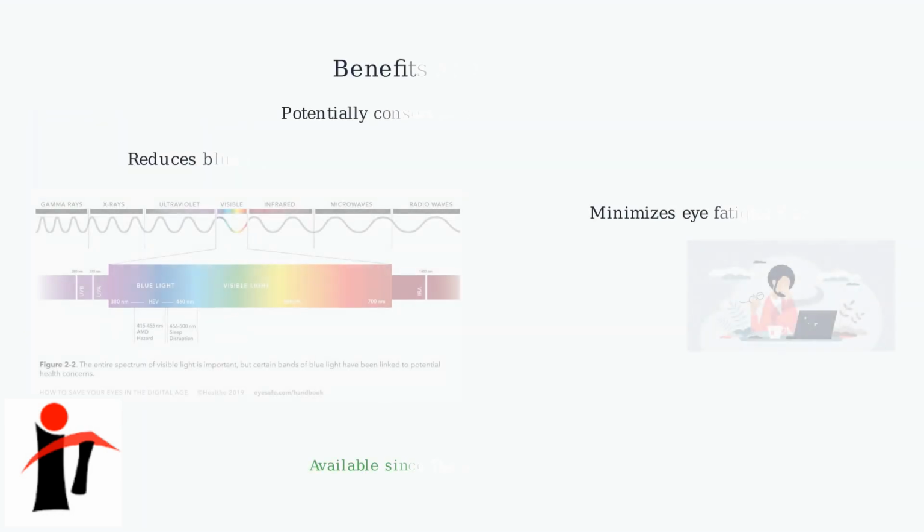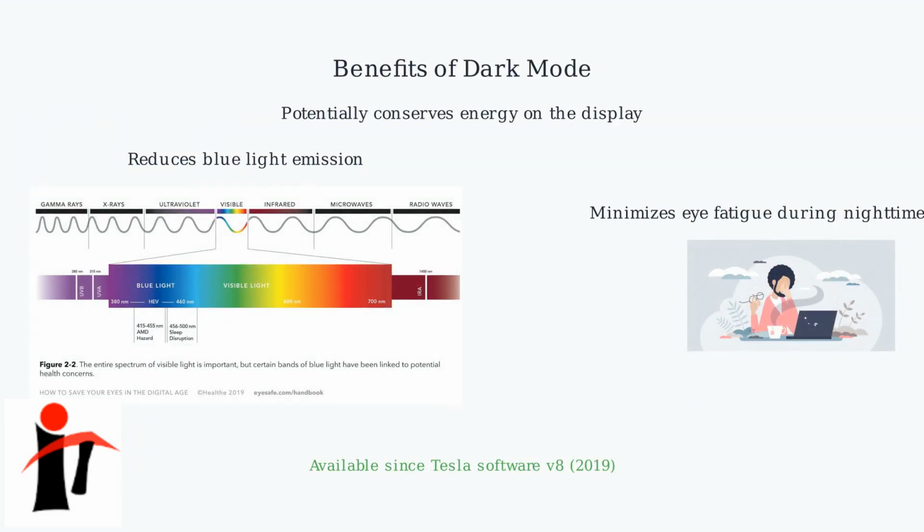Dark mode reduces blue light emission, which can minimize eye fatigue during nighttime driving. It may also help conserve energy on your Tesla's display. This feature has been available since Tesla's software version 8 in 2019.